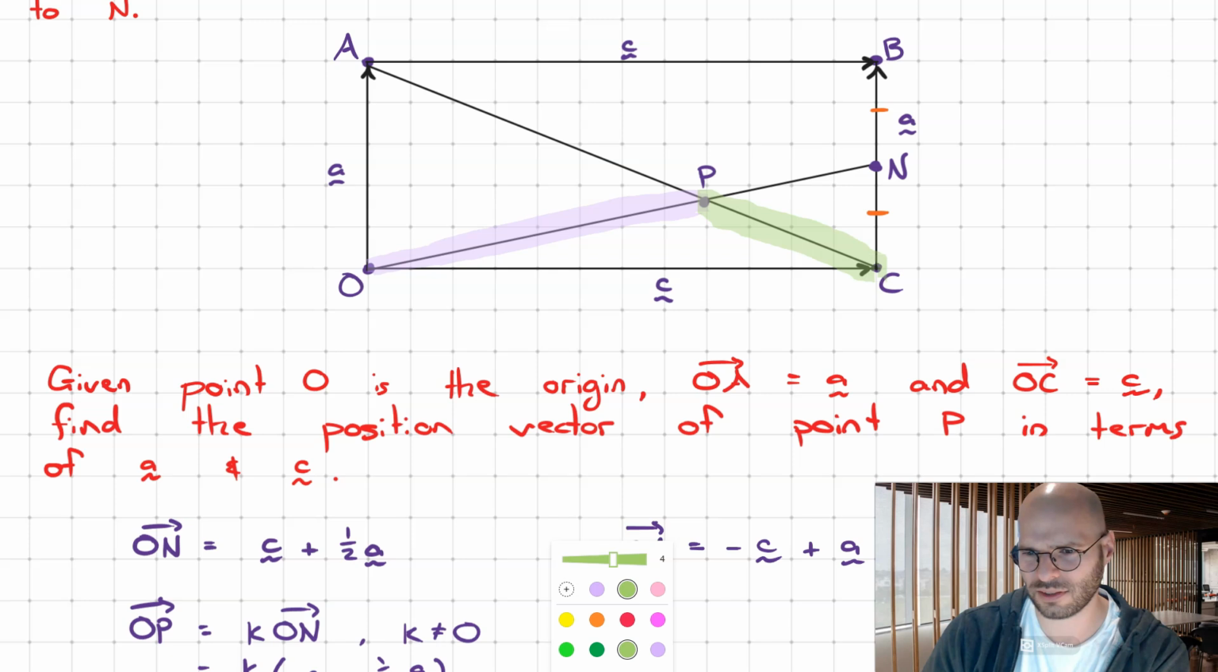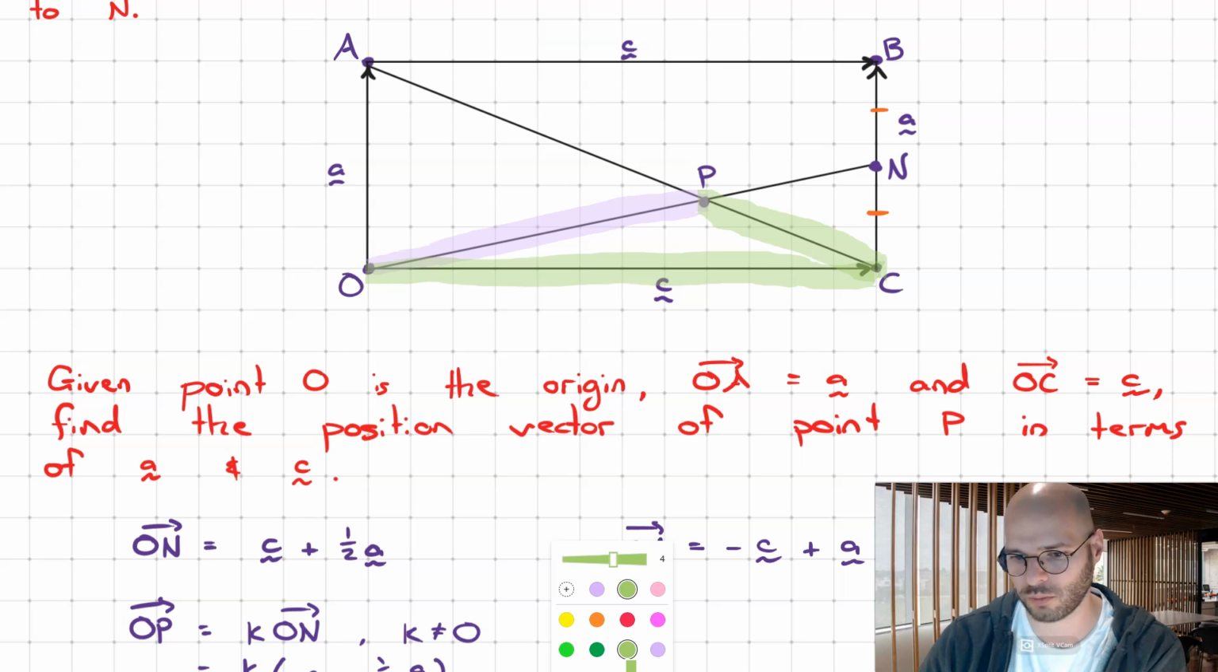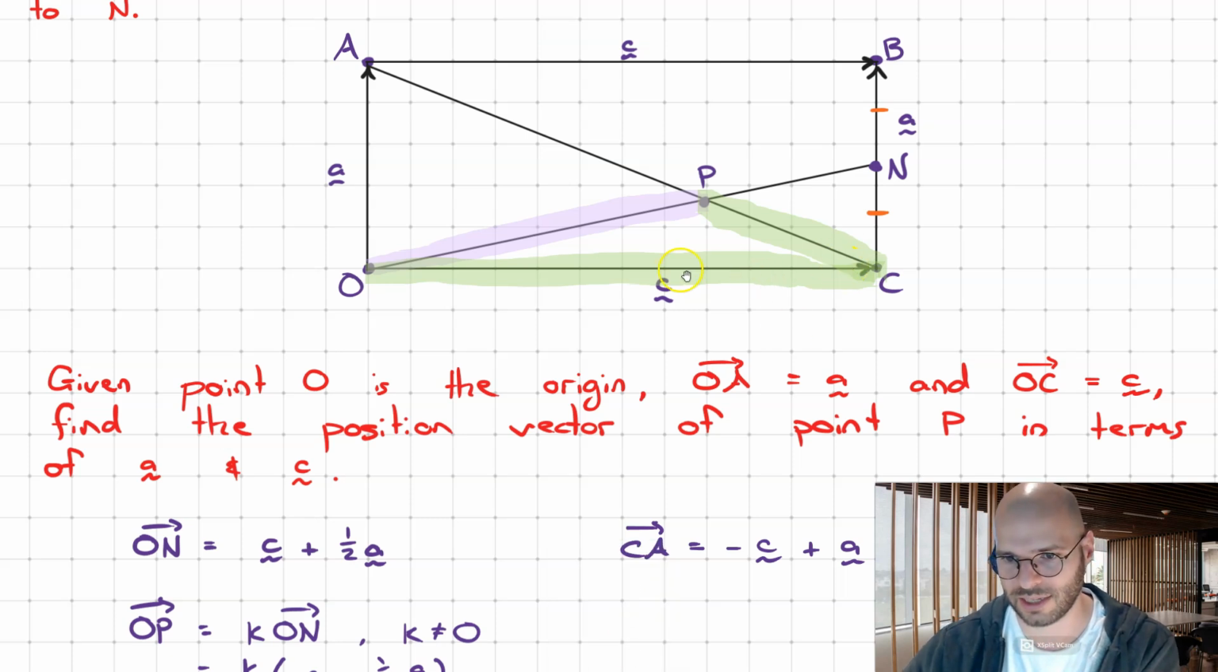Next, rather than starting at C, what I'd like to do is start at point O. So I'll start at point O, travel to point C, and then from point C, I'll travel upward to point P, where I stop at point P. Let's build this vector equation here.